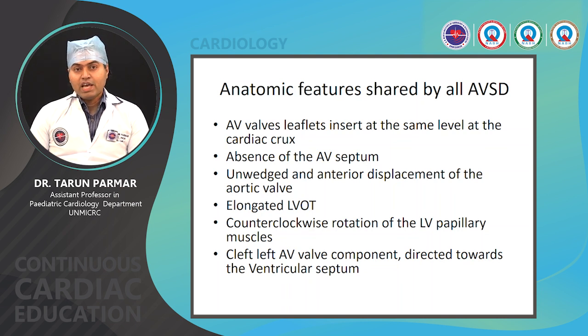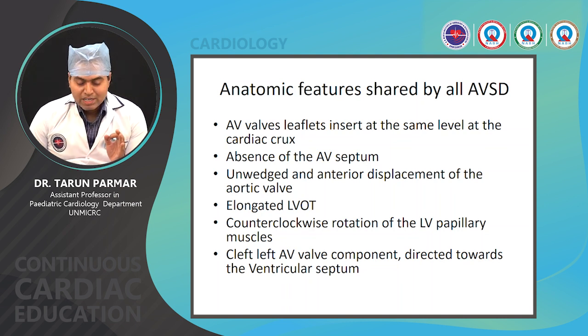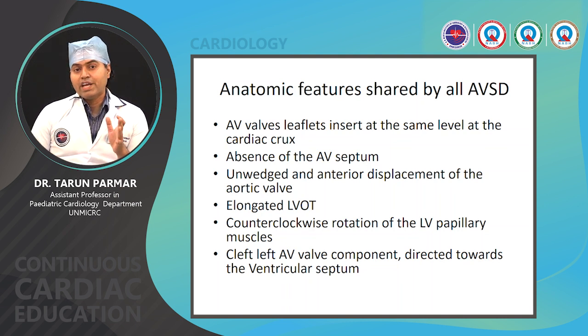There is elongation of the LVOT, because of the sprung aortic valve and because of the scooped out inlet ventricular septum. There is counterclockwise rotation of the LV papillary muscles. Normal LV papillary muscles in a normal heart are situated at 4 o'clock and 8 o'clock position, while in AVSD they are rotated counterclockwise, to roughly 3 and 5 o'clock position. There is a cleft AV valve component directed toward the mid portion of the interventricular septum.